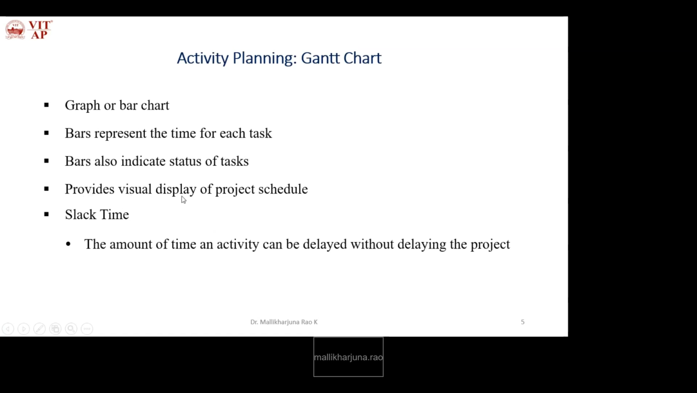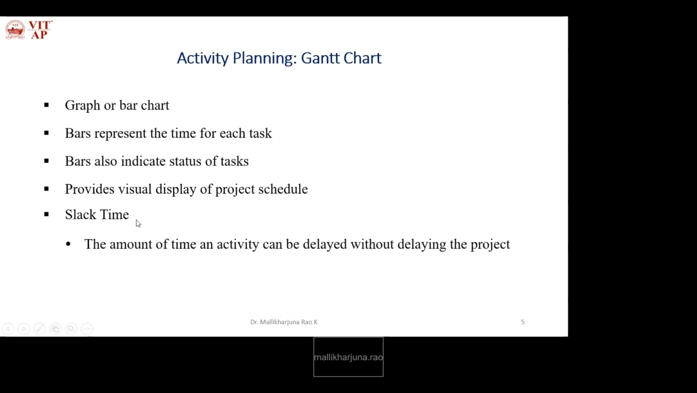A Gantt chart provides a visual display of the project schedule, the whole project. What is a project? A project has modules, modules have submodules, and so on. These project objects, parent objects, grandparent objects, and so on, are all represented in the Gantt chart. That is the schedule for every object, parent object, grandparent object, great grandparent object, and so on.